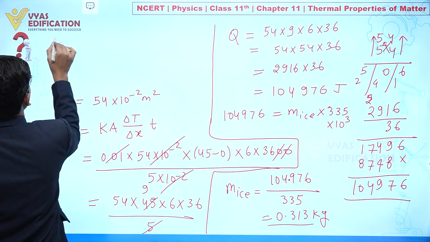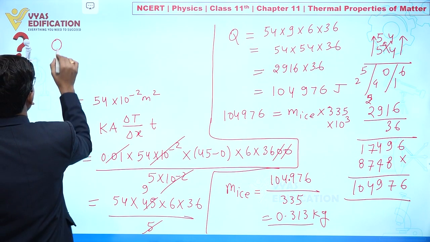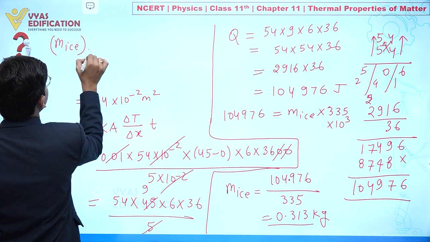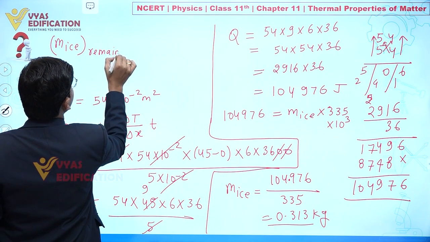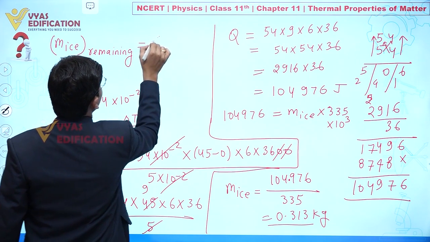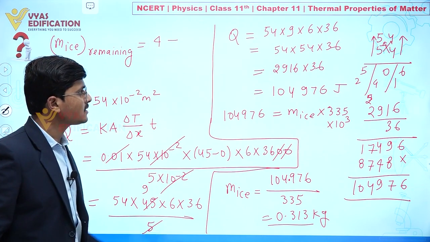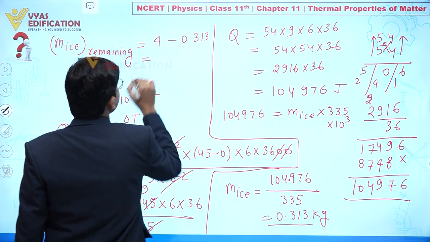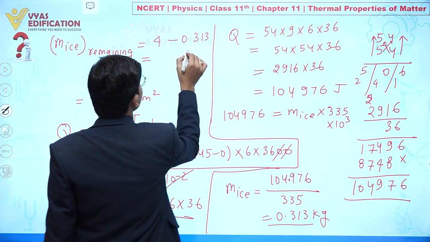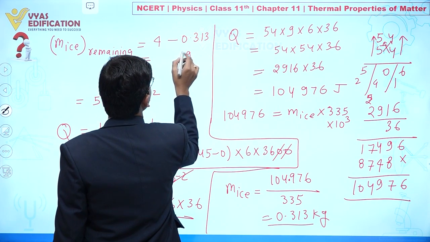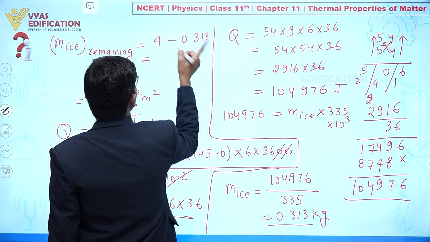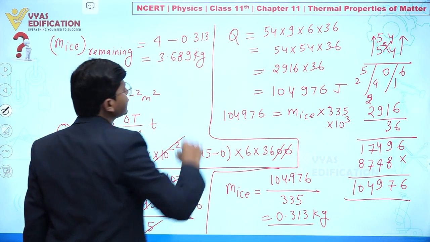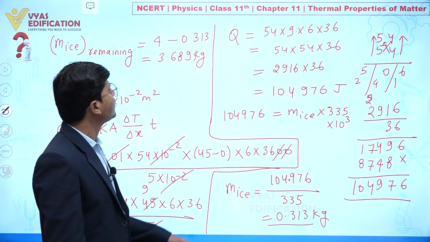We can say total amount of ice remaining. Clear? So we can say mass of ice, this is remaining. Mass of ice remaining is given by 4 minus 0.313. So from here we can say this is equal to 9, this is 8, again this is 6, and 3. So 3.689 kilogram. Clear to everyone?